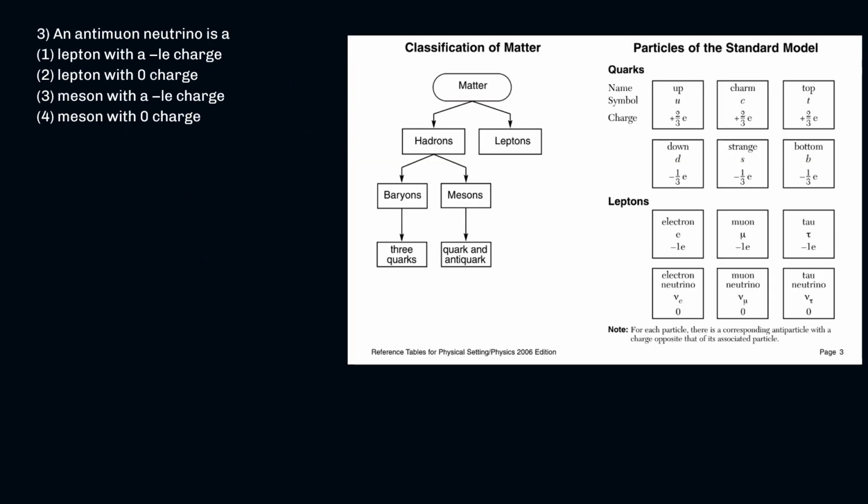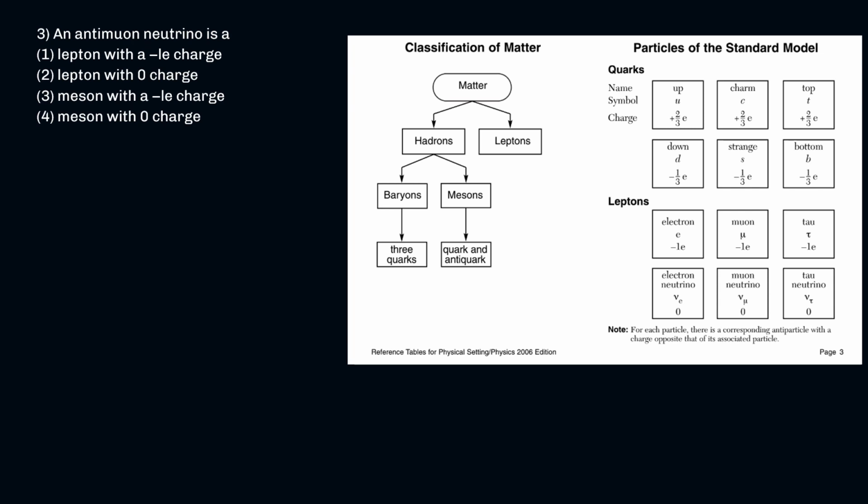All right, so moving into example number 3, we have an anti-muon neutrino is A. What I put on the slide here is the bottom of page 3 of the reference table. Again, the reference table is in the description down below if for some reason you do not have it. But we're going to be referring to this in a few of the questions, so I'm just going to put it next to it for ease of what I'm talking about.